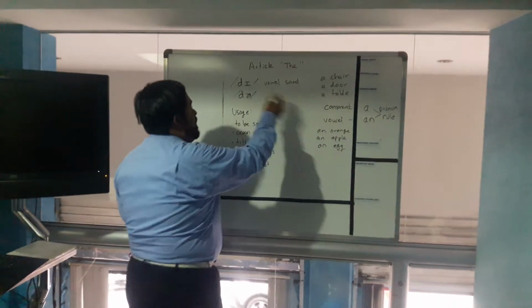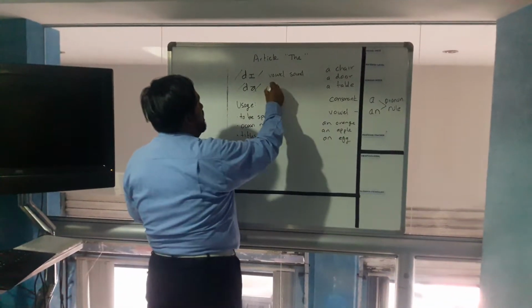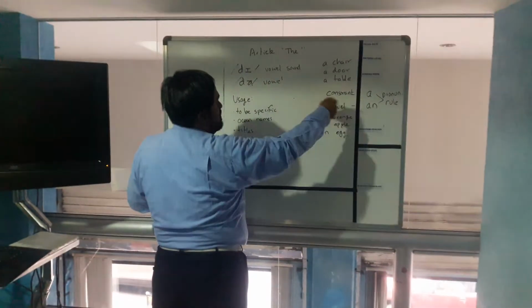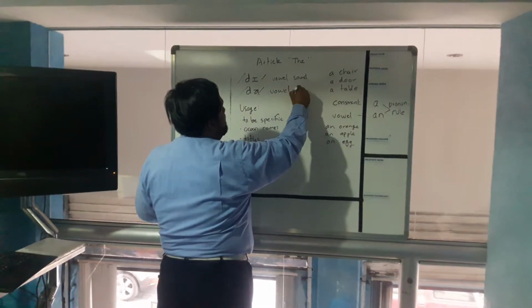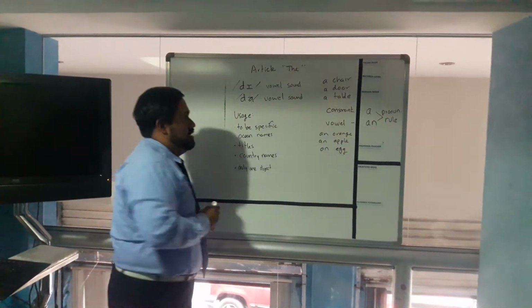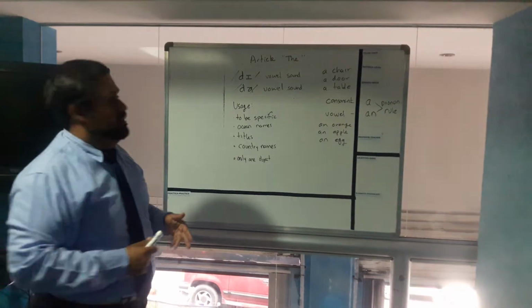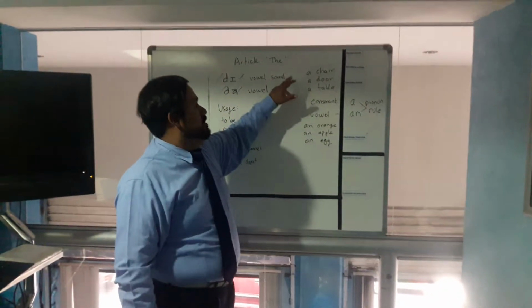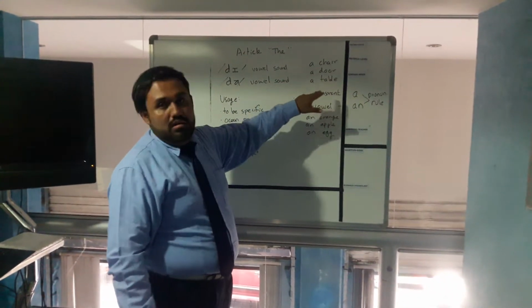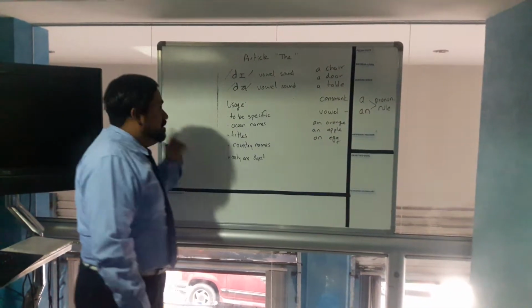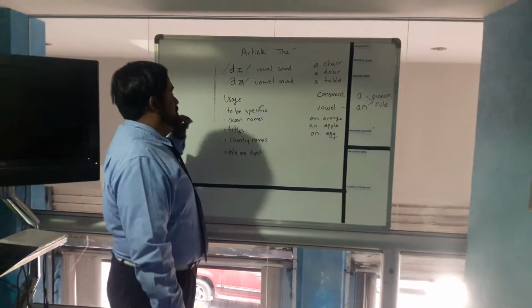And when do you pronounce thuh? It's the same idea. You pronounce thuh when you have a consonant sound. For example, you say the chair, the door, the table.